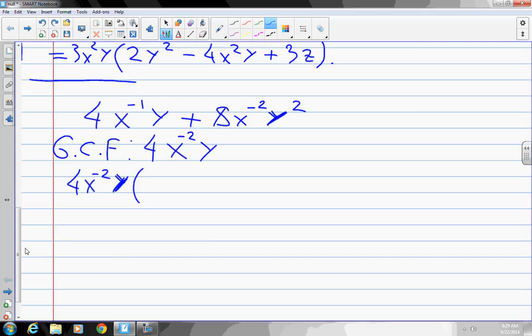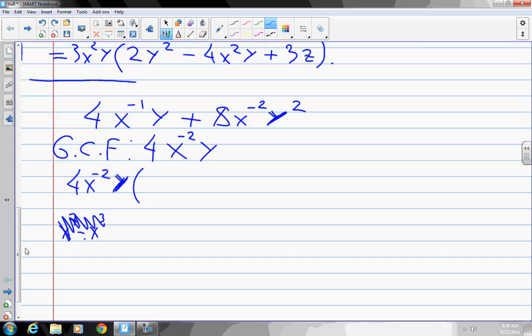What do you do with exponents when you divide? If I ask you, what is x to the power 7 divided by x to the power 3, what do you do with exponents? You subtract exponents, right? You know the rules of exponents. So that's still valid. So 4, that's gone. y, that's gone. But now you're dividing x to the negative first power by x to the negative second power. You have to subtract exponents. What is negative 1 minus negative 2?